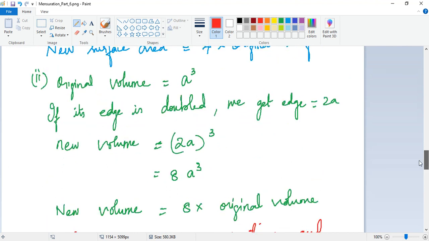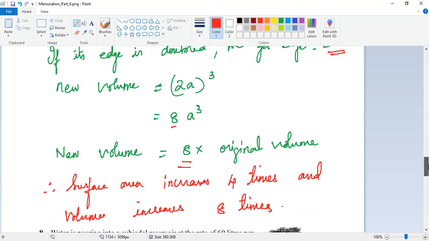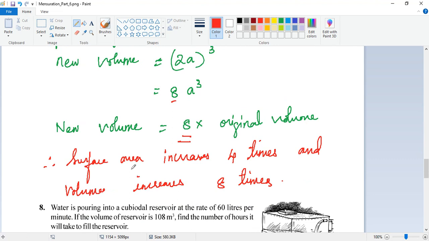So the original volume is L cube, right? So for A, that's the original, so A cube. Now if it is doubled, we get 2A, so you will write 2A the whole cube. 2 cube is 2 into 2 into 2, 8, and A cube. So now here what's happened? It has multiplied by 8. So the new volume is 8 times the original volume. So surface area increases 4 times and volume increases 8 times.